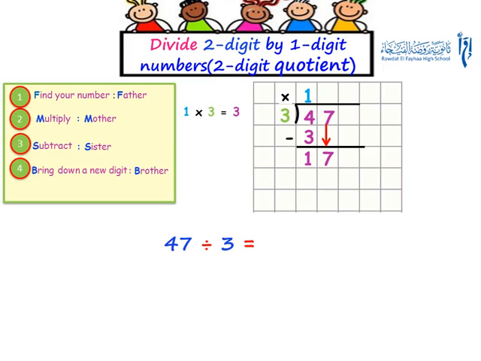We write it next to the 1. So as if we regrouped the 1 tens into 10 ones, so 10 plus 7 is 17. Now we will divide 17 by 3. Or simply, we will look for 17 in the table of 3.